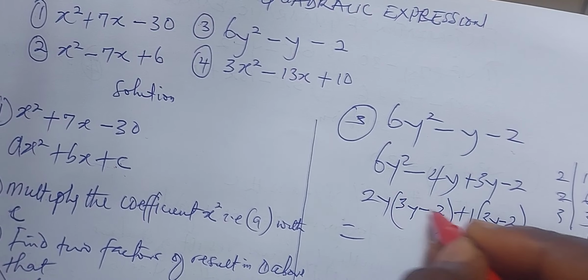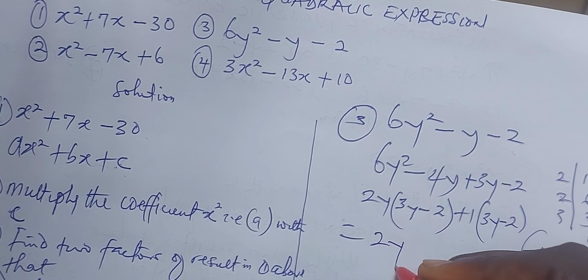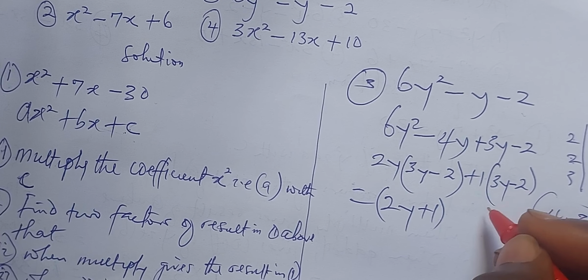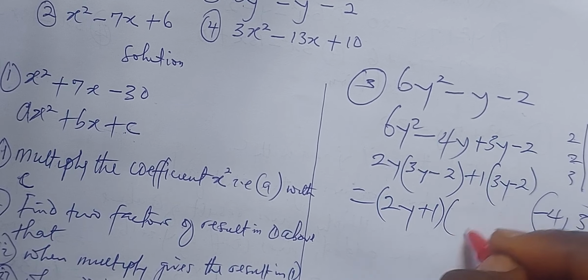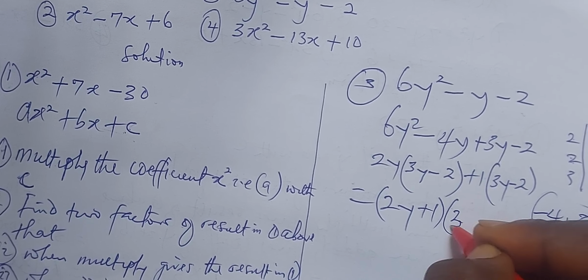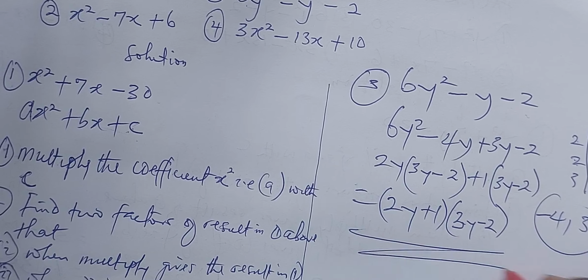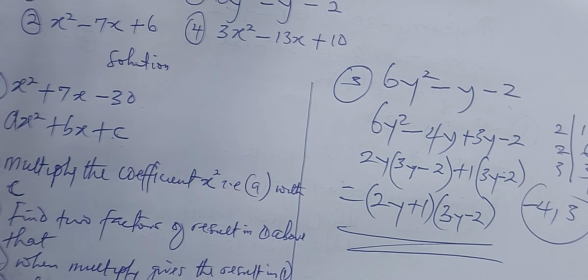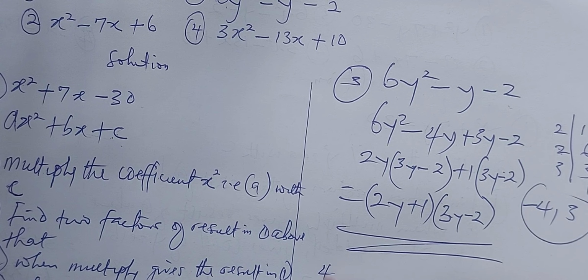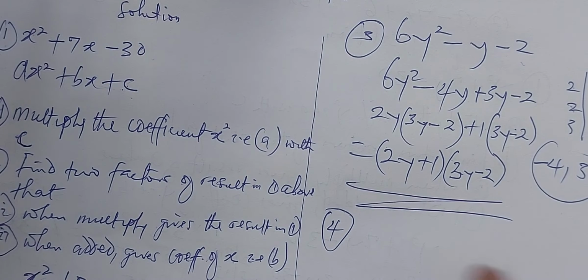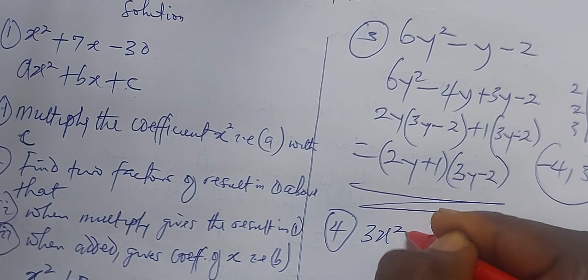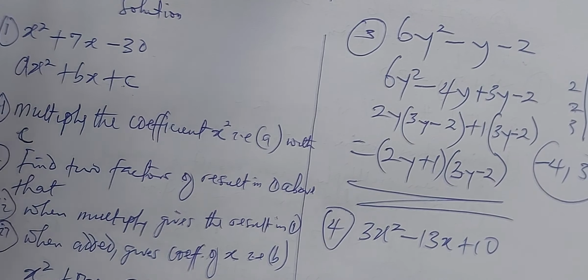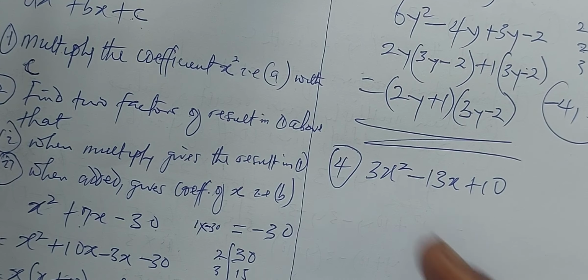So, like I said, you can write one of the brackets or you write this one first. It doesn't matter, because once you expand it, you are going to get the same thing. Okay, so we have 3y minus 2. So I told you before that whenever you factorize, these two brackets must be the same. If they are not the same, then you discard it and find another. Okay, so lastly, we have 3x squared minus 13x plus 10. Okay, so this is the last one.